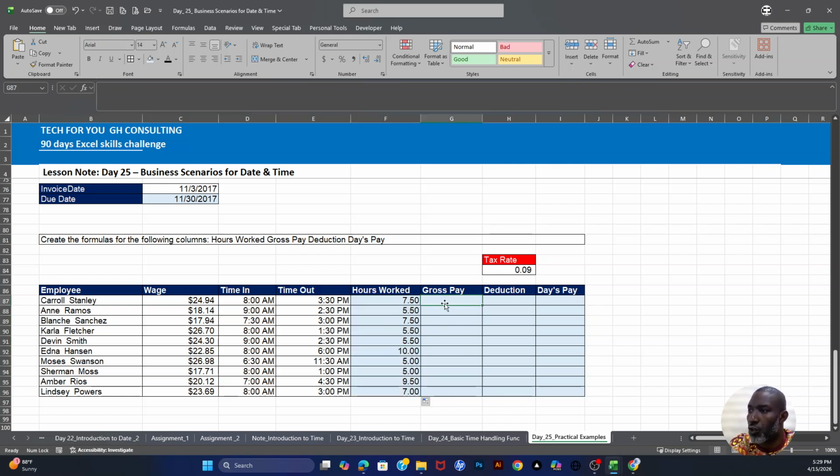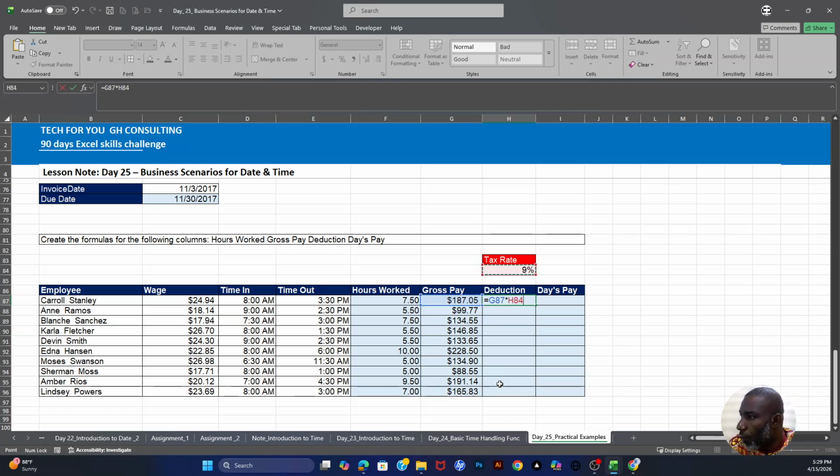The second one, what is the gross pay? The gross pay is going to be the hours worked multiplied by the hourly wage, which is here, and then we get the gross pay. Once again, you can copy it down to calculate for all of them. What will be the deduction? Here, we have a tax rate of 9%. So whatever you are getting as your gross pay, you are going to deduct 9% for your tax. So let's deduct 9%. It is just simple. Multiply the gross pay by the 9%.